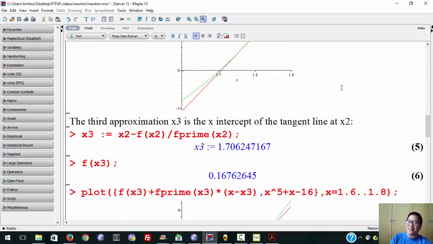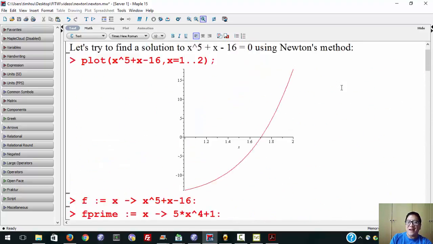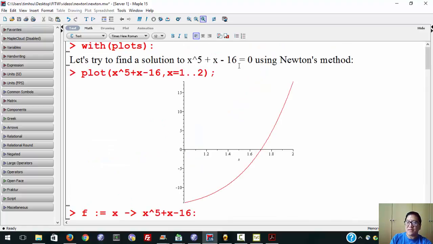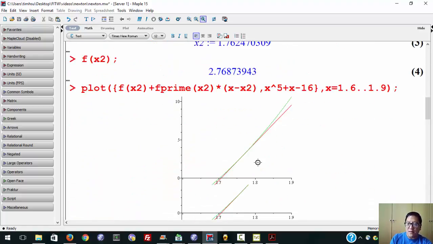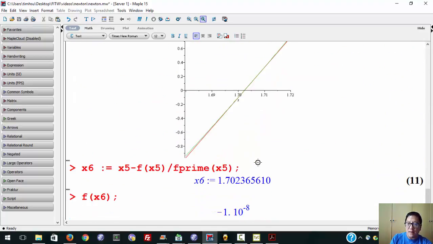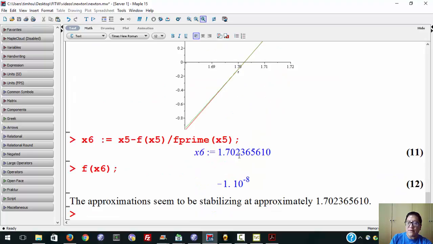Remember how I was saying it's very easy to get lost in the details and forget what the point was? Yeah, the point is that it's very roughly a solution to x to the fifth plus x minus 16 equals 0. And if you indeed plug in 1.7023656110, you get approximately minus 1 times 10 to the minus 8th.